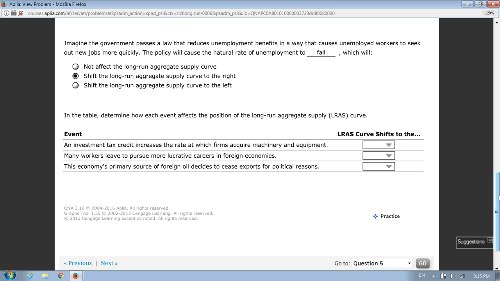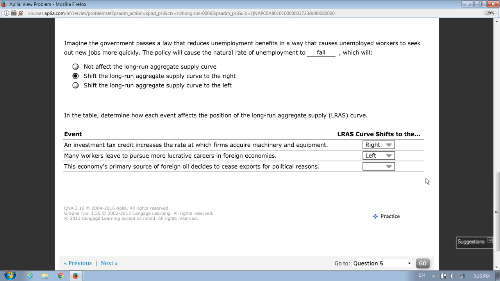In the table, determine how each event affects the position of the long-run aggregate supply curve. An investment tax credit increases the rate at which firms acquire machinery and equipment. So now physical capital goes up, so let's shift the long-run aggregate supply curve to the right. Many workers leave to pursue more lucrative careers in foreign economies. So now the number of workers in the domestic economy drops, so shift the long-run aggregate supply curve to the left.